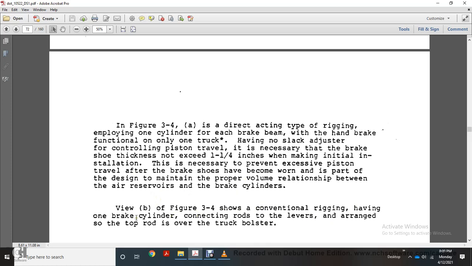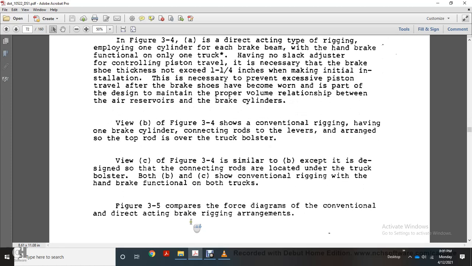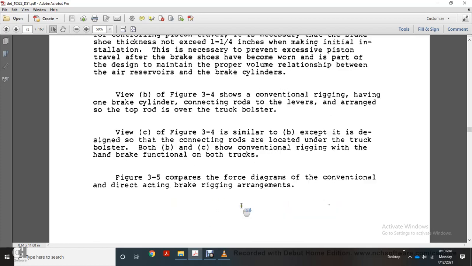View B in Figure 3-4 shows the conventional rigging having one brake cylinder with a connection rod with 2 leverage arrangements, with the top rod that is over the truck bolster. View C in Figure 3-4 is similar to view B except that the connection rods are located under the truck bolster. Both B and C show the conventional rigging with the handbrake function over both trucks. Figure 3-5 compares the force diagrams of the conventional and direct acting brake rigging arrangements.